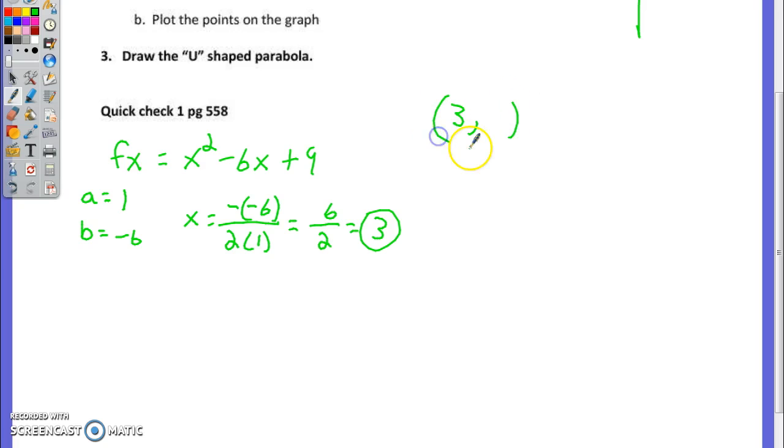So now we have to figure out our y value of the vertex. We take this 3 for that x, and we put it in for our x's here. So I'm going to type into my calculator: parentheses, 3 squared minus 6, parentheses 3 plus 9. Pause here, take a moment to do that. All right, so when we type that into our calculator, we get 0. So 0 is our value for the y. So now we have 3 comma 0, which is our vertex.